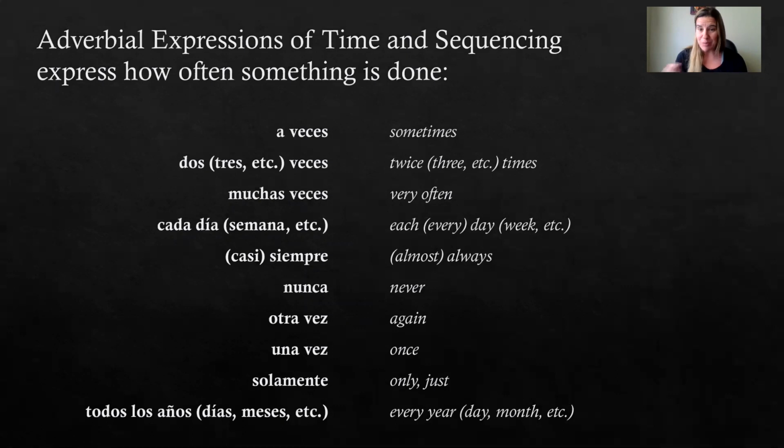Siempre is an adverb, always. It says how often something happens. Casi siempre, almost always. The opposite of siempre is nunca. We learned that in Spanish 122. Nunca, casi nunca, almost never. Otra vez means again. Una vez, so the word vez, V-E-Z, means a time. Una vez, one time. A veces, sometimes. Solamente just means one time or only once. And then todos los años, todos los días, todos los meses.